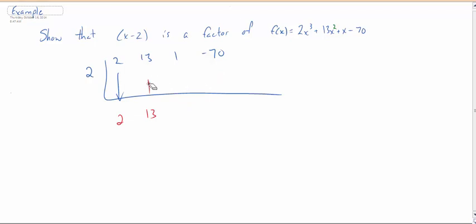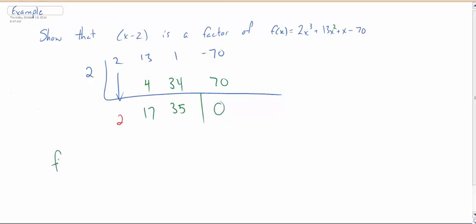I'm going to go all the way back and start over. This is going to happen sometimes, and it's okay for it to happen. It's a way to check what you're doing. You need to get 0 at the end. So we have 4. Oh, here's my mistake. This is 17, not 13. Got to remember to add. 2 times 17 is 34. Add 1, we get 35. Now multiply by 2, we get 70. And voila! Remainder 0.